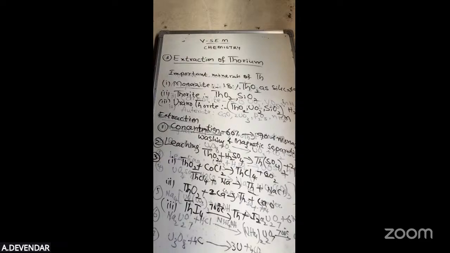Uranium-238 is also there. Uranium-235 is called enriched uranium, which is used in nuclear reactors. In the nuclear reactors, you can use it for the generation of electricity, or you can prepare bombs also, atom bombs, that is prepared in the nuclear reactions. Okay, this is about the extraction of thorium.